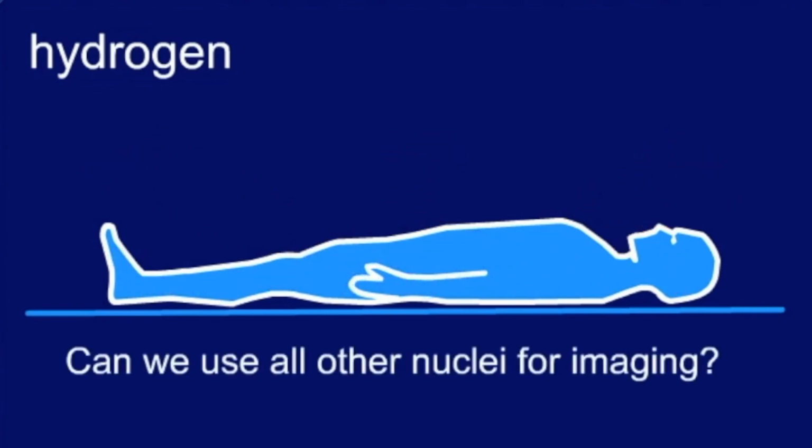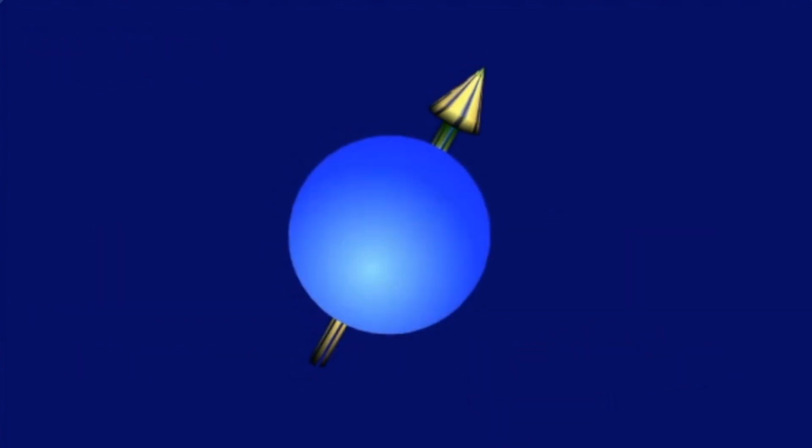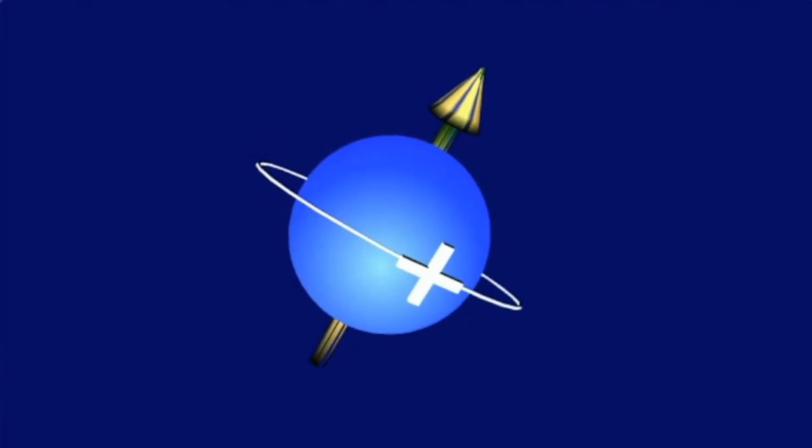Can we use all other nuclei for imaging? The answer is no. There are two important preconditions, both of which must be fulfilled. Firstly, we can only use nuclei that have a spin. This can be easily explained.